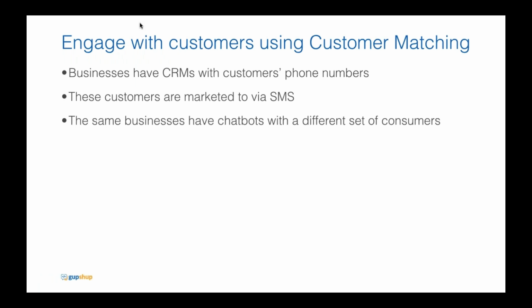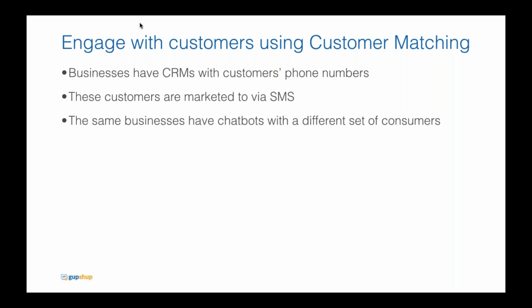Right. So how can you actually engage with customers using customer matching? Like I said earlier, I think pretty much every business now will have a CRM with customers' phone numbers. You might use it to send alerts over SMS or even OTPs, or you might just take that data for future communication. But all businesses have customers' phone numbers. Currently, what happens is these customers are marketed to via SMS, which is a very pre-2005 method of marketing to a customer.